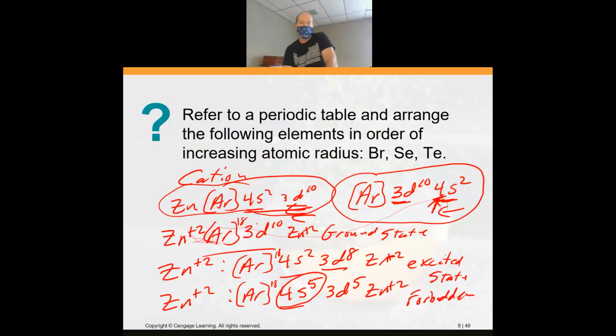All right, and so you'll have questions just like this. It'll be written zinc plus 2, and it'll have the ground state, or it'll have an excited state, or it'll have a forbidden state.